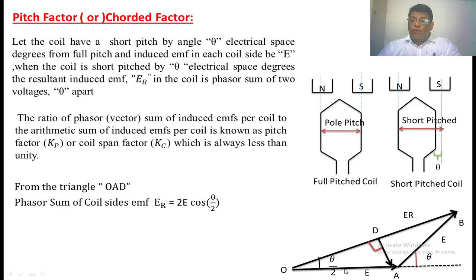Now we are going to find the length of OB, the resultant vector. To find the total length of OB, we find the length of OD and then double it. So we have to consider the triangle OAD. When we consider the triangle OAD, then OD equals E cos theta by 2.